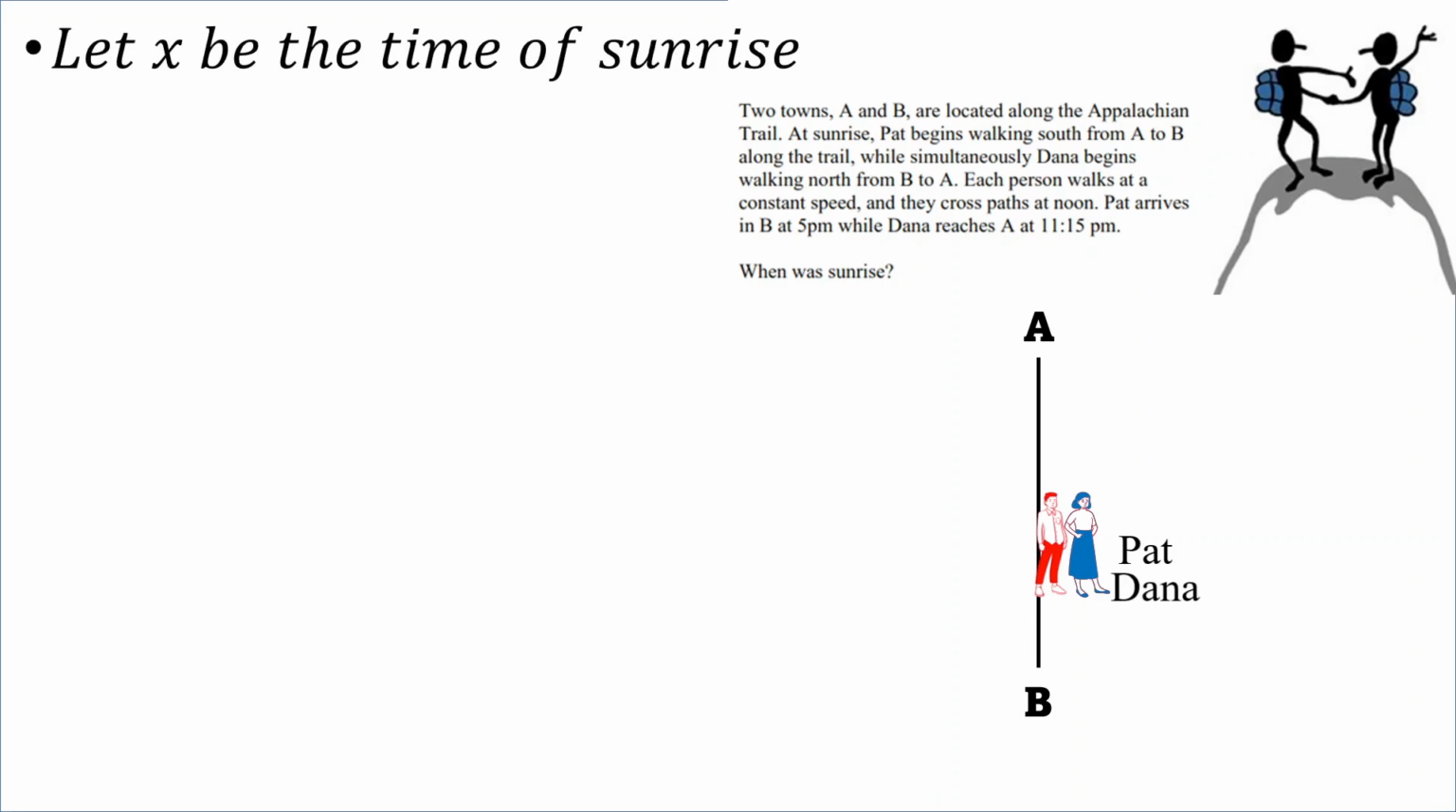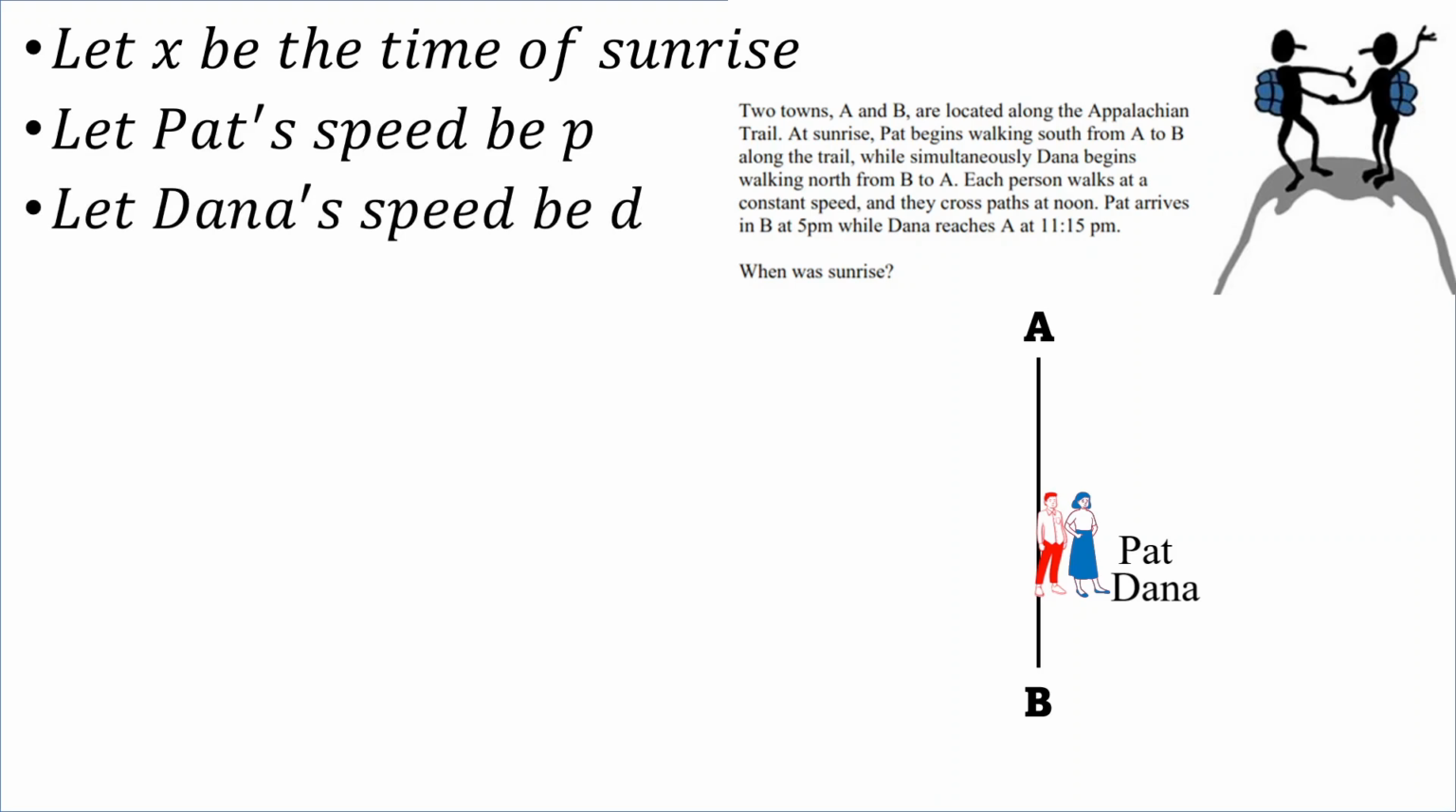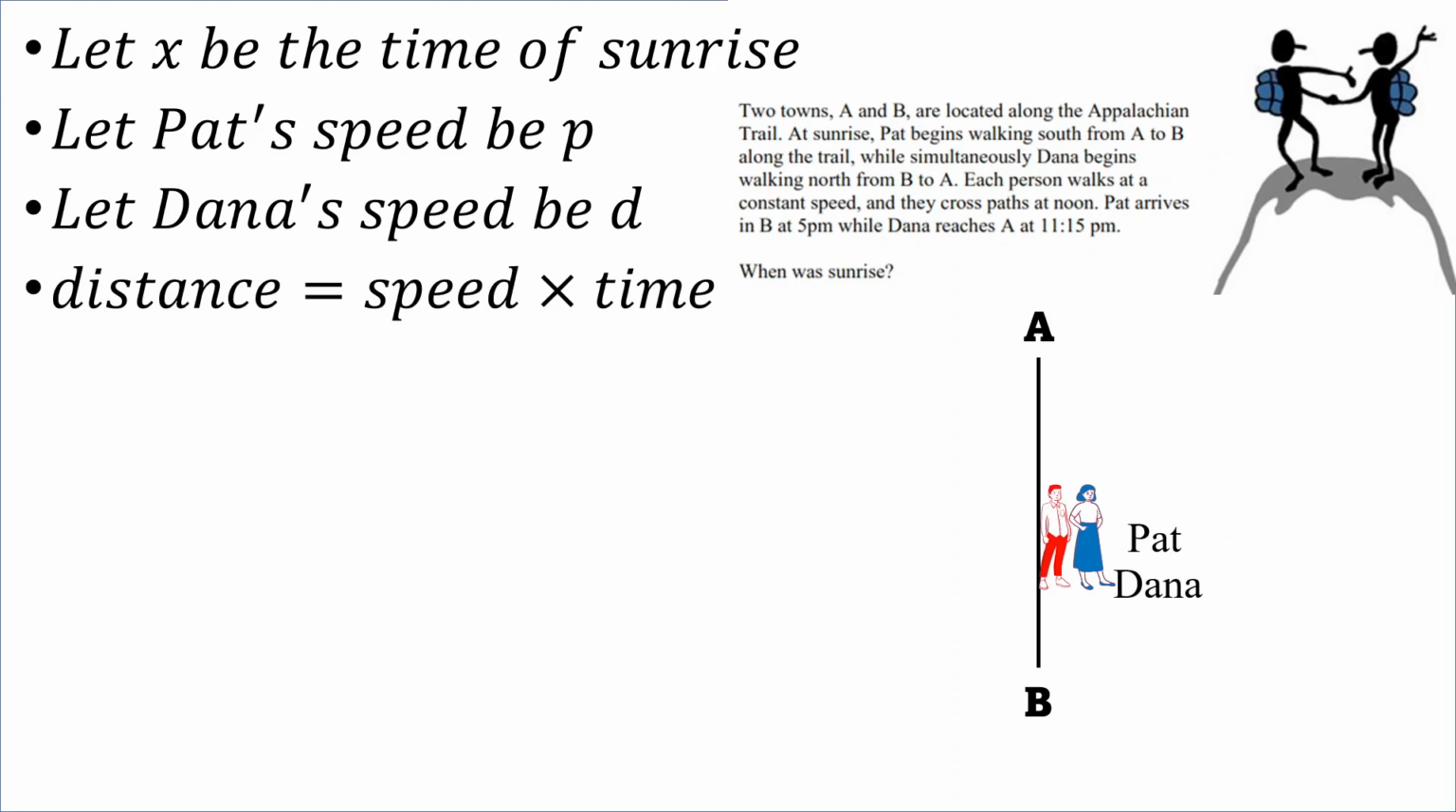Let's let X be the time of sunrise. Let Pat's speed be P and let Dana's speed be D. Also, let's recall that distance is equal to speed multiplied by time. So, we know that the time it takes them to meet up will be 12 minus X hours, since we said that X would be sunrise and they met up at 12 noon. So 12 minus X is the time that they were walking until they met.